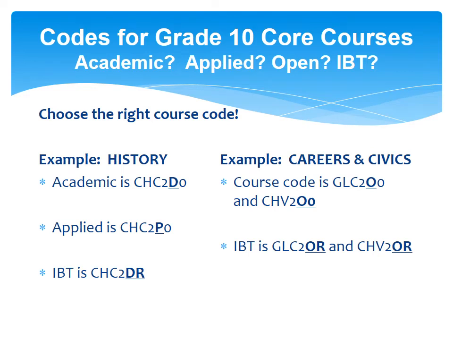Being able to read course codes is important as part of your course selection process. The fifth character of each course code indicates the level of the course. A D represents an academic course, P indicates an applied course, and O represents an open level course. The sixth level character of R is reserved for IBT courses that only IBT students can select.